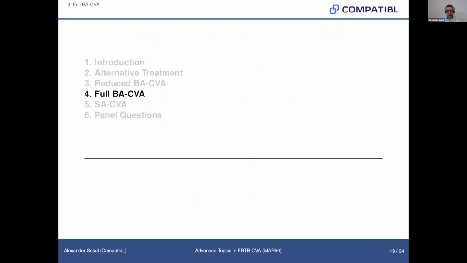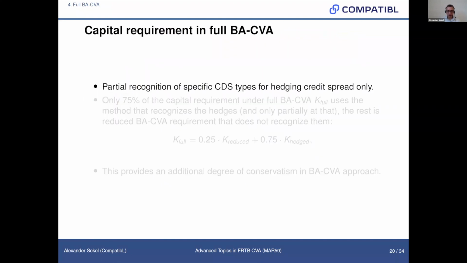Next thing here is BA-CVA. Okay, so full BA-CVA. All right, so reduced versus full, what's the difference? The difference is partial recognition of specific CDS types for hedging spread only. So in other words, it's partial recognition of hedges, but not all hedges, only CDS, and only specific types of CDS, and only for hedging the dependence of CVA on credit spread, which is not the only thing it depends on. It also depends on all of the other market risk factors, and the standardized approach takes this into account, as well as the hedges with respect to everything else.